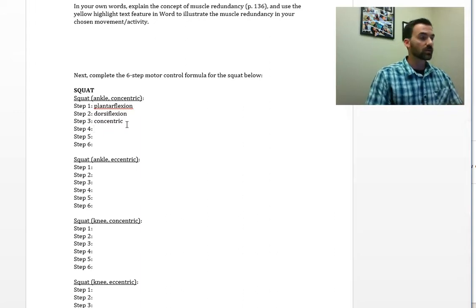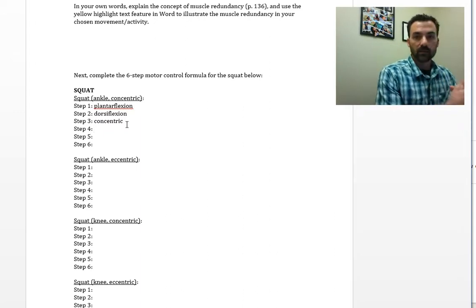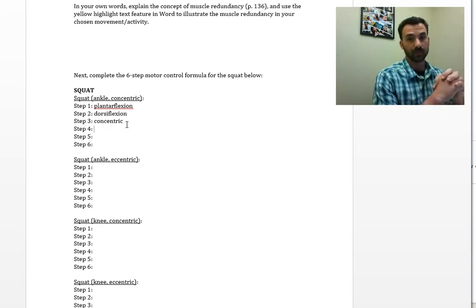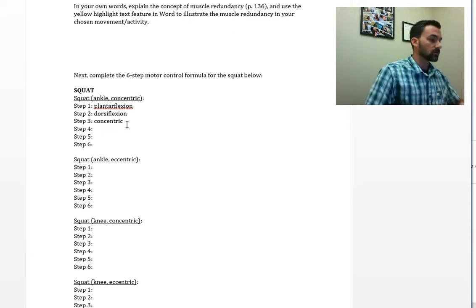So most of you, we've addressed the squat in the past, so this should be pretty familiar and some review for you guys. But the ankle, being that they're toes forward and the ankle is plantar flexing and dorsiflexing, or flexing and extending, it's easy for us to identify that we're moving in the sagittal plane. Okay, so we'll say sagittal.